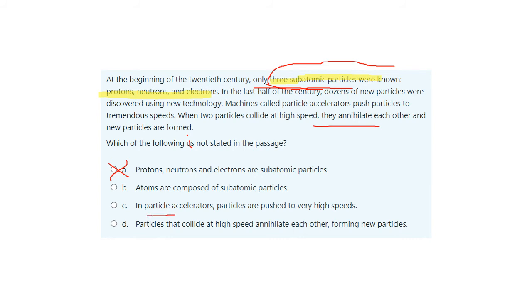C: in particle accelerators, particles are pushed to very high speeds. So particle accelerators push the particles to tremendous, very high speed. This is stated directly in the passage, so C cannot be correct. D: particles that collide at high speed annihilate each other, forming new particles. If you look at the last sentence, when they collide at high speed, they annihilate each other and new particles are formed. So answer D is also stated directly in the passage.